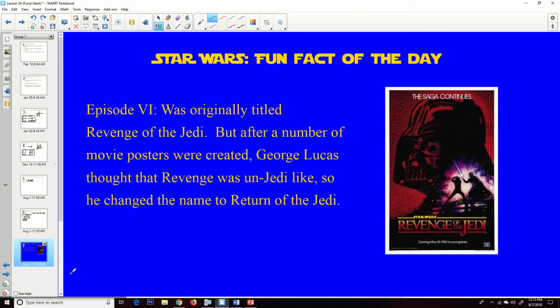So the Star Wars fun fact of the day: Episode 6 was originally titled Revenge of the Jedi, but after a number of actual movie posters were created, George Lucas thought Revenge was very un-Jedi-like, so he changed the name to Return of the Jedi, and that is the fabulous movie that we now have.